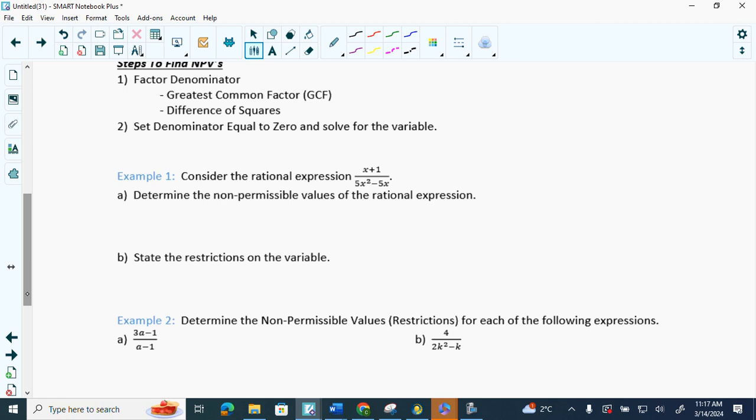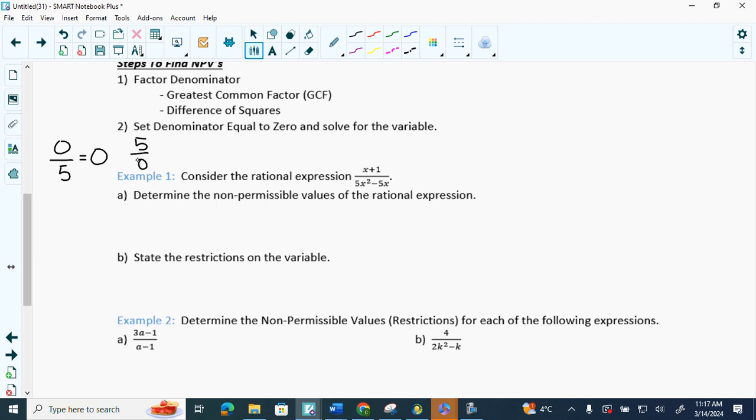So if I look here, they just want, consider the rational expression x plus 1 over 5x squared minus 5x, determine the non-permissible values. Do I actually care about the numerator? Can my numerator be a 0? Can I go 0 divided by 5 in my calculator? Punch it in. 0 divided by 5. What's my answer? 0. Am I allowed to have a numerator that's 0? Yes.